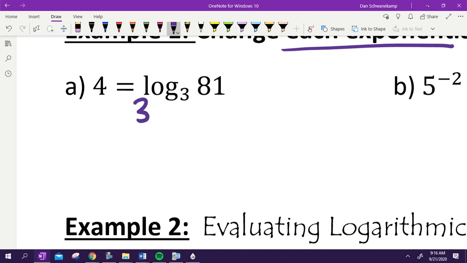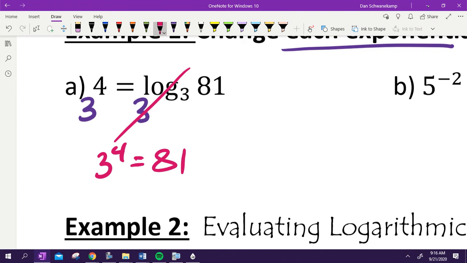But I'm rewriting both sides to be a base of 3. So the 3 and the log base 3 are going to cancel. 3 to the 4th is equal to 81. I'm not doing any solving here. All I did was rewrite. That's like 2 times 3 is 6, or 6 divided by 3 is 2. That's a different statement, but it's still the same.